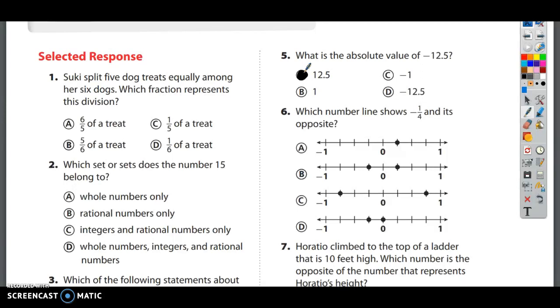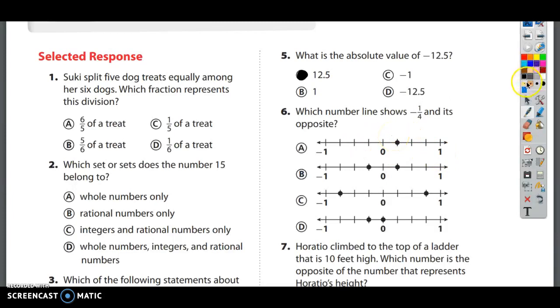Alright, question 6. Which number line shows negative 1/4 and its opposite? So the tricky thing about this is that we're not going to see 1/4. It's not labeled. So what you want to do is analyze. We've got zeros in the middle, ones on the right, and negative ones on the left. And so if this is 0 and this is 1, what are these spaces?